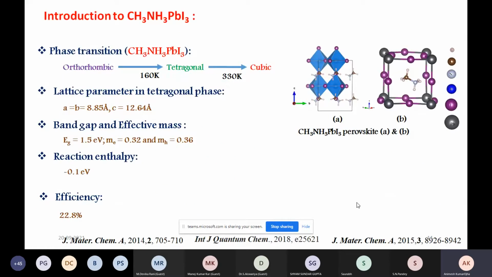So here, what are the properties of CH3NH3PbI3? So it exists in two forms. One is orthorhombic, another is tetragonal. So tetragonal, and then it is converted into the cubic at 330 Kelvin temperature. Okay, this lattice parameter it has A is equal to B, both are the same, and because it's tetragonal, therefore it has 8.85 angstrom and then 12.64 angstrom. Band gap is 1.4 electron volt, which is well suited to absorb light in the visible region.